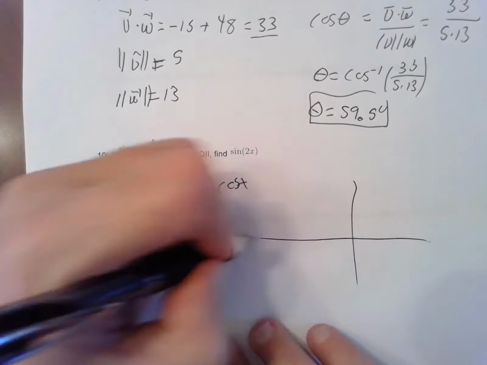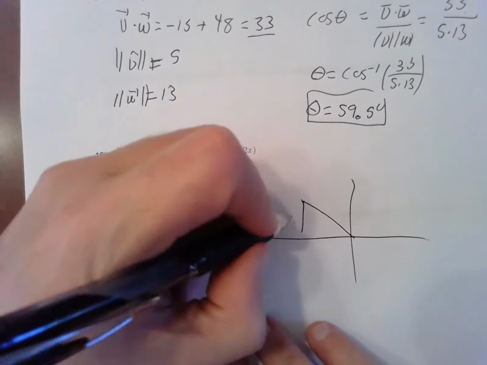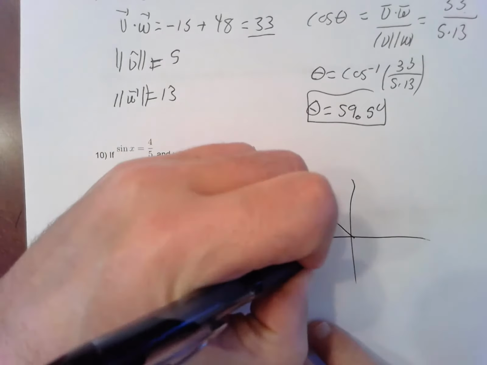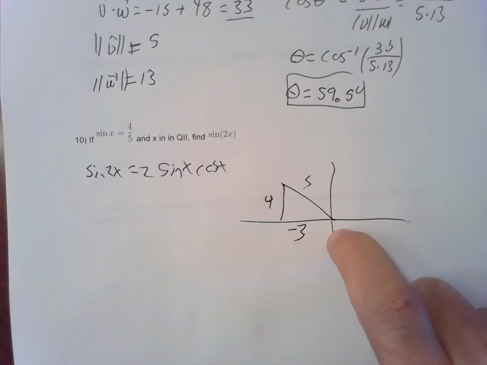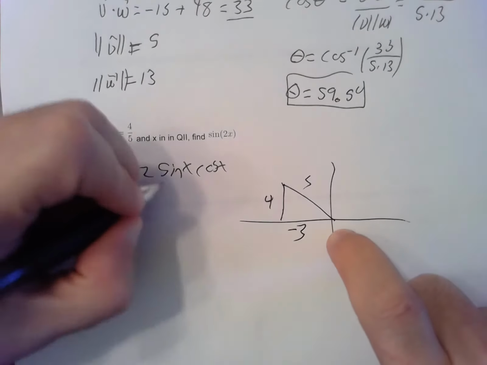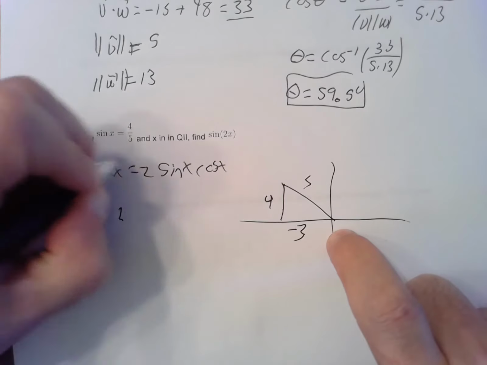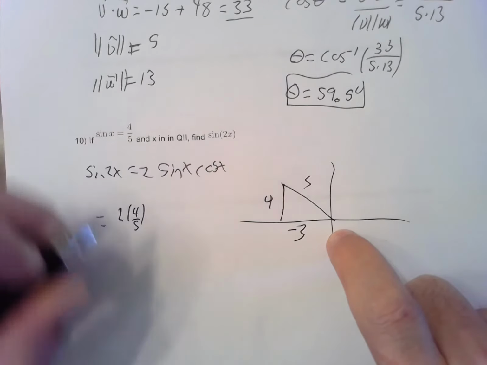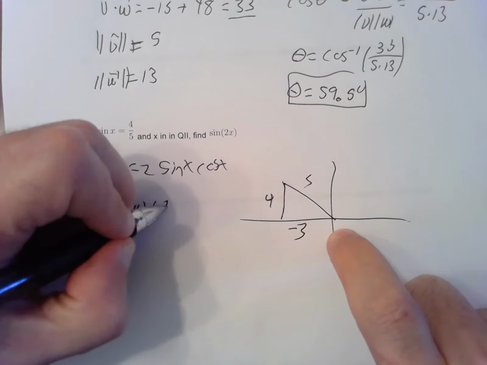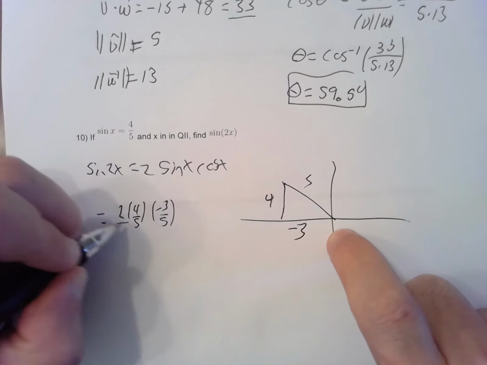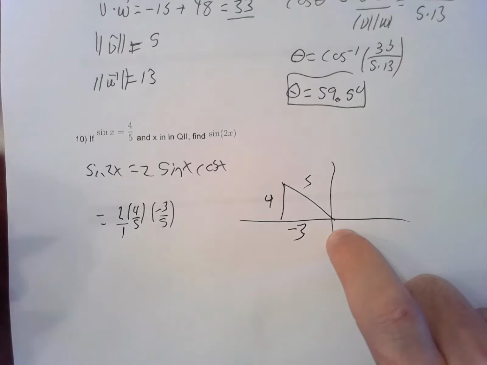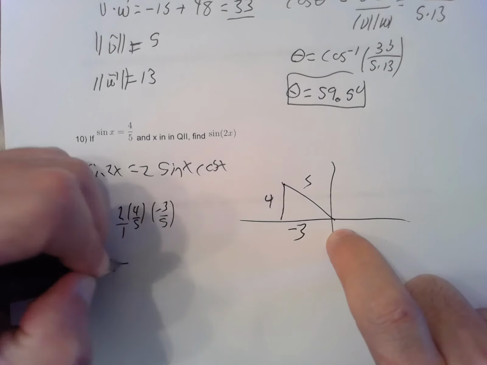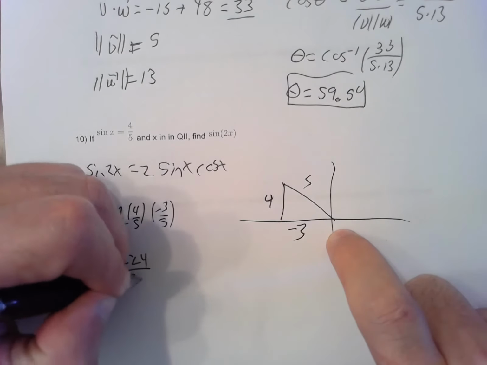So we're in quadrant 2. Pythagorean to get that third side. That is a negative. You've got to get that from the picture. Then sine of x we already knew was 4/5. Cosine of x would be negative 3/5. Just multiply across, we get 2 times 4 times 3, negative 24 over 25.